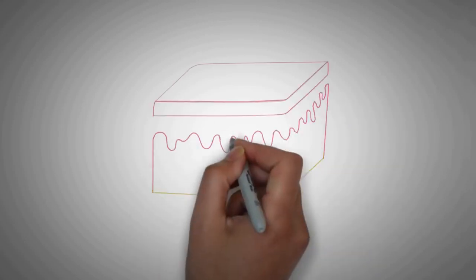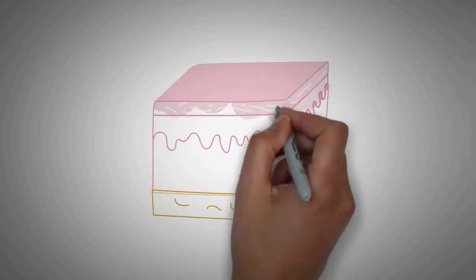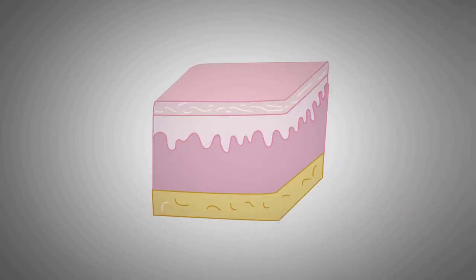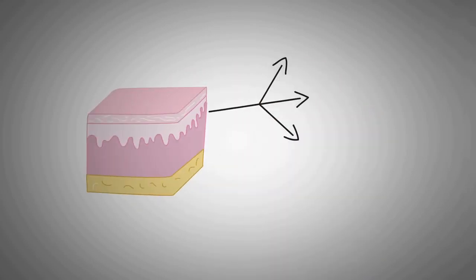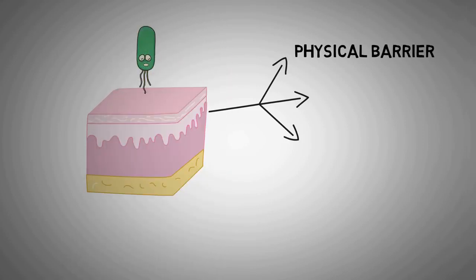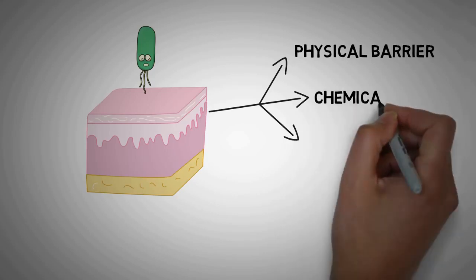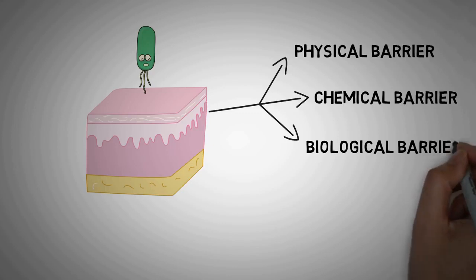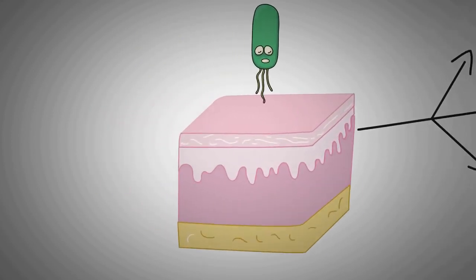Skin is considered the largest organ of the human body, with an average surface area of 1.73 meters squared. In simple terms, physical barriers prevent pathogens such as bacteria and viruses from entering the organism. The skin not only provides a physical barrier that prevents any pathogens from entering our body, but it also provides protection by means of chemical and biological barriers.